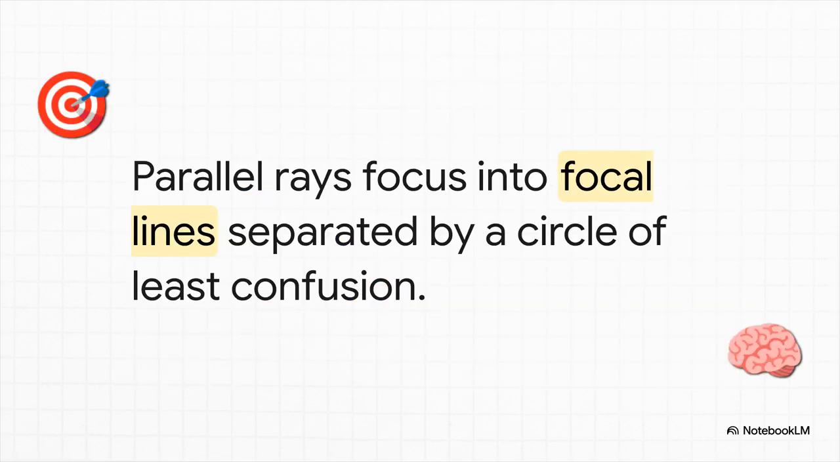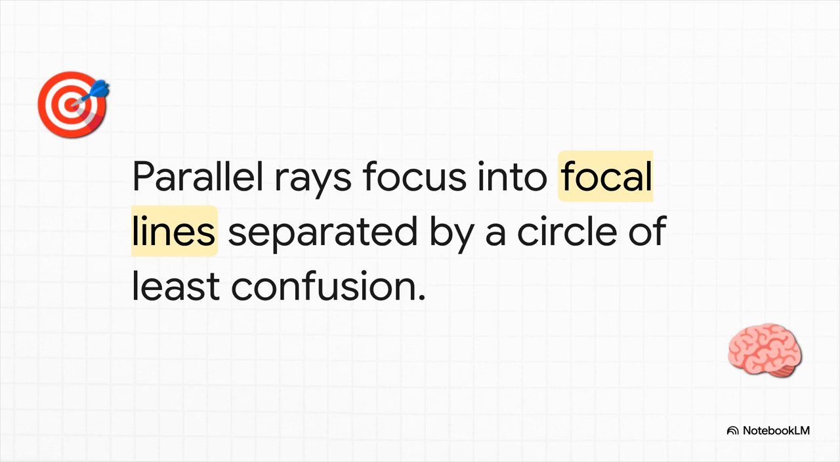All right, to wrap up this explainer, we can finally definitively answer our initial question. A spherocylindrical lens absolutely does not focus parallel rays into a single point. Instead, it focuses them into a pair of secondary focal lines, which are separated by what we call the circle of least confusion, that perfect circle at the spherical equivalent.